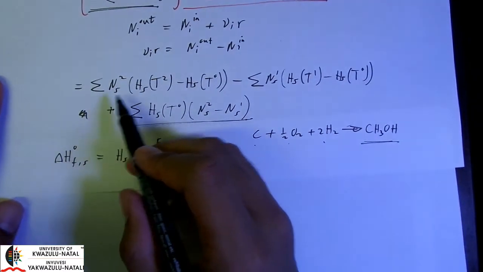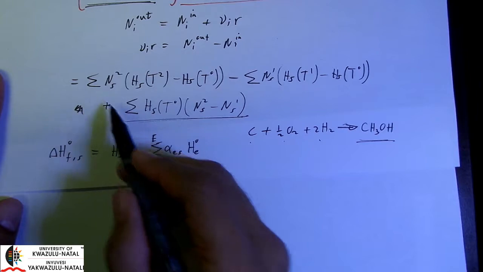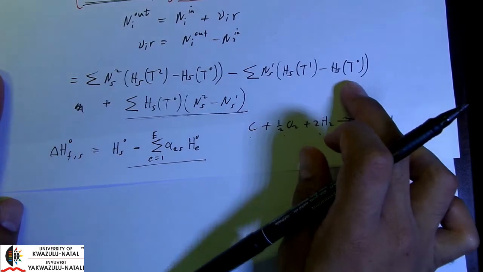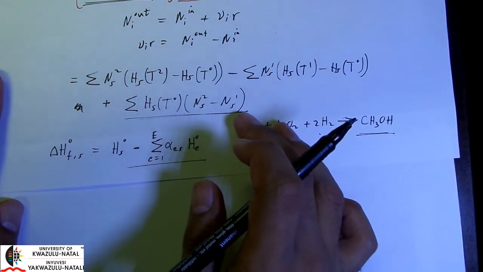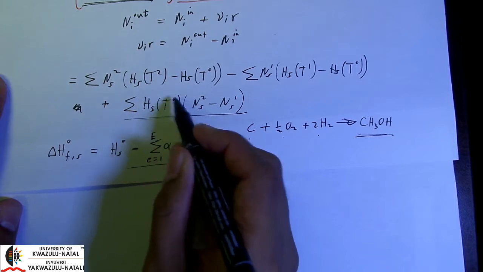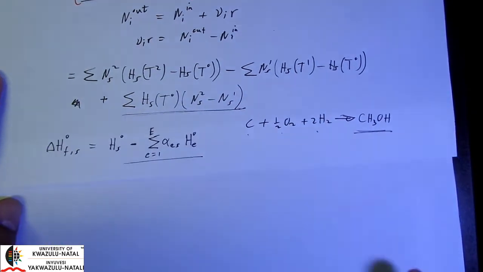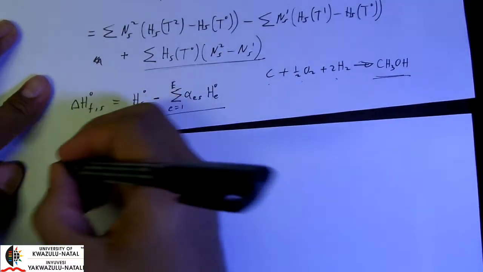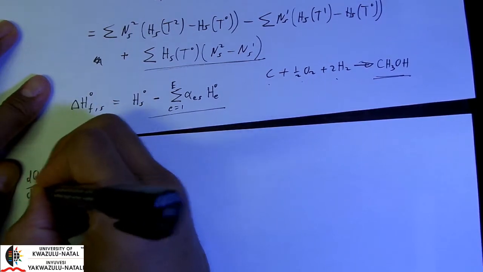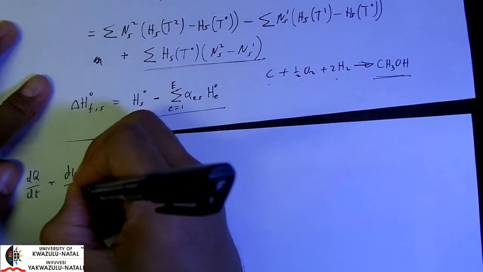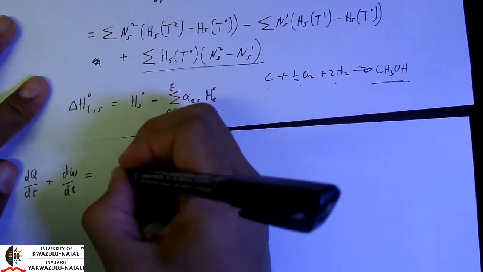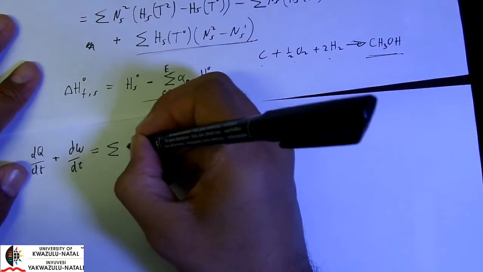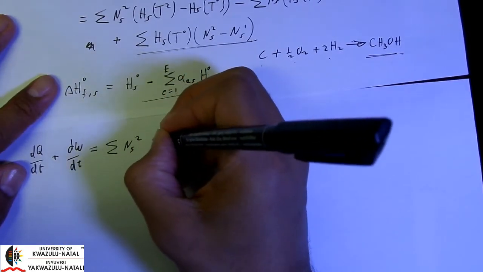Okay, so I have all of the output stream enthalpies and input stream enthalpies expressed in terms of my reference 25 degrees, and I have this reaction term. And now I can replace this HS at T naught with my heats of formation. So let's write it down. Okay, so this is dq dt plus dw dt. And these are my outputs once again.